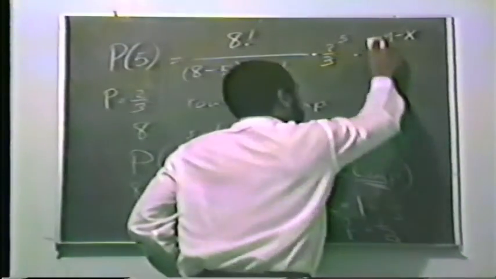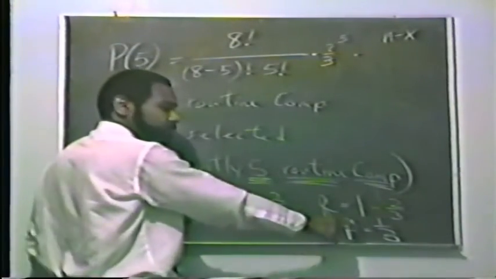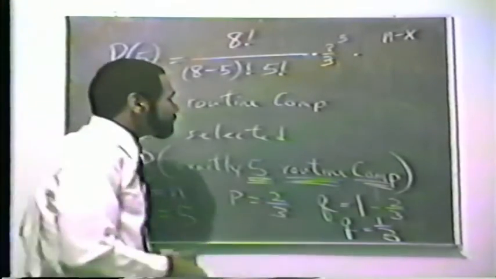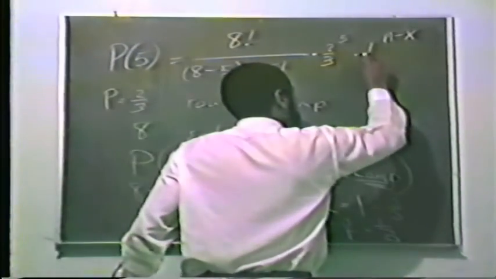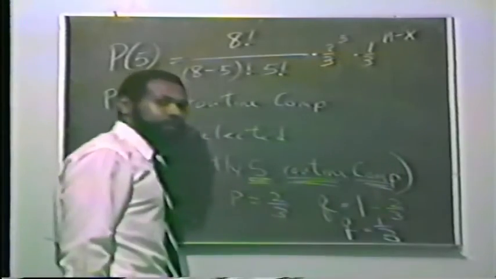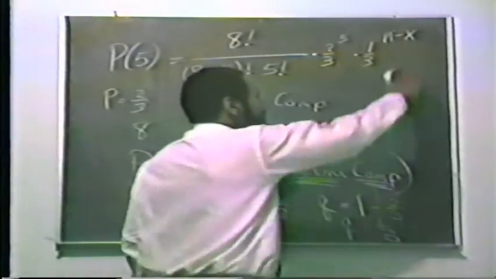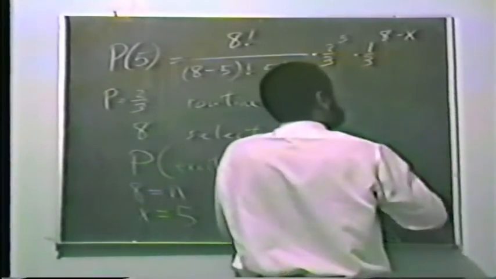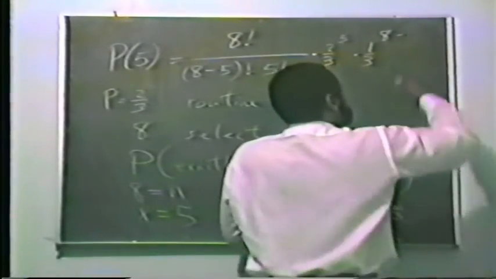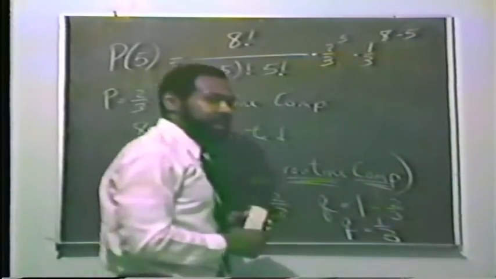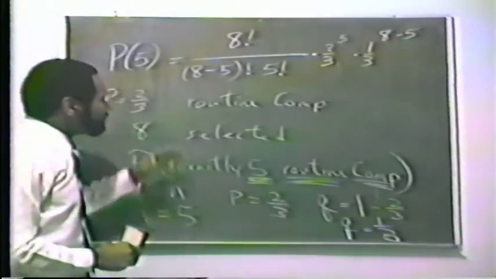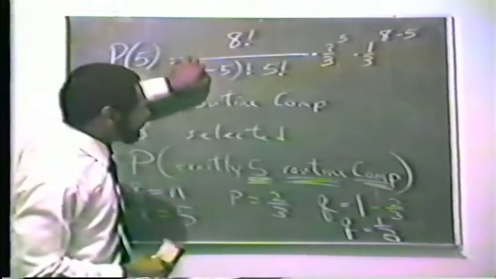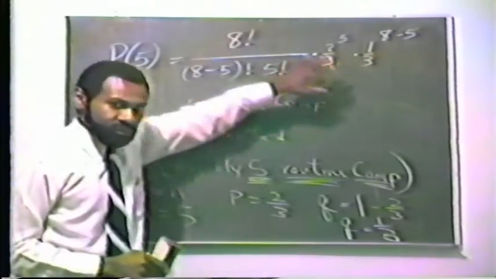Q, we found out, is 1/3. We just subtracted P from 1, and that gave us Q, which is 1/3. So we substitute a 1/3 in the place of the Q. N, once again, we said was 8. So we substitute an 8 for the N. X is 5. We substitute a 5 for the X. So this is how the formula looks after we substitute the numbers in for the different variables.